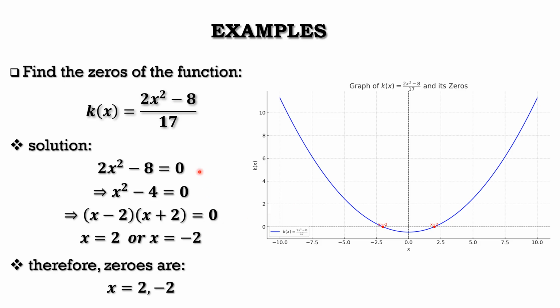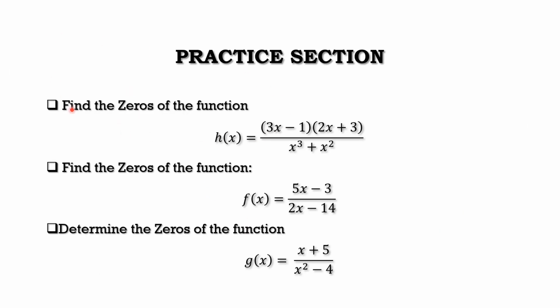This represents the zeros of k of x. So now there is a practice section for us to try our hands on. We have to find the zeros of the function h of x in this particular nature, find the zeros of the function f of x in this format, and determine the zeros of the function g of x equal to x plus 5 divided by x squared minus 4.